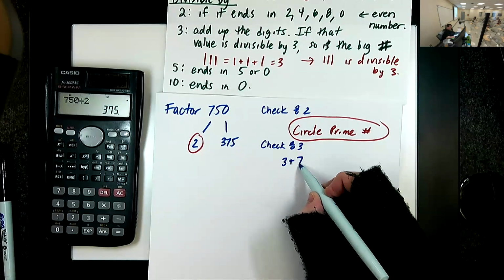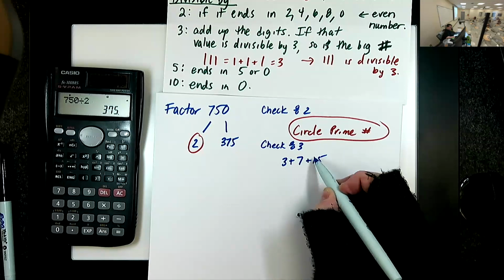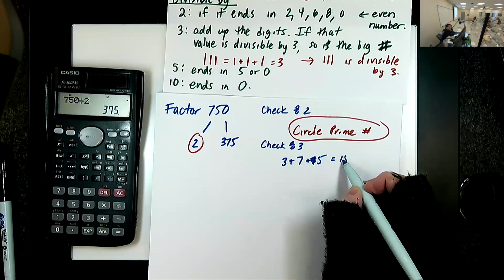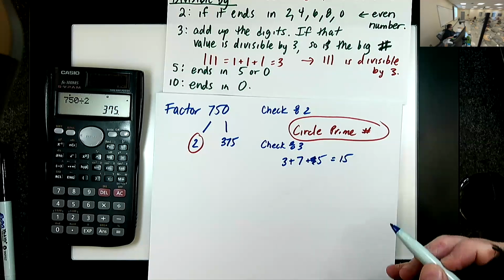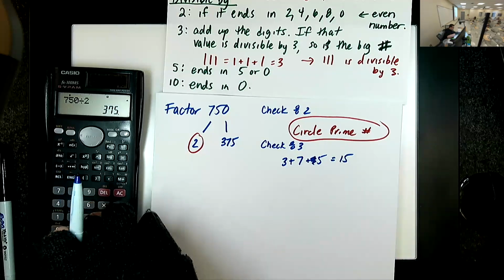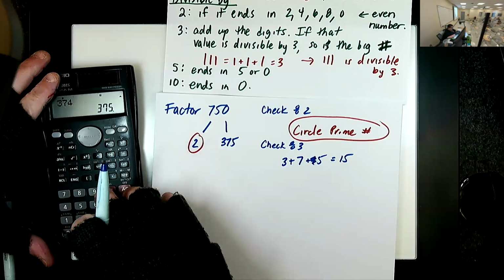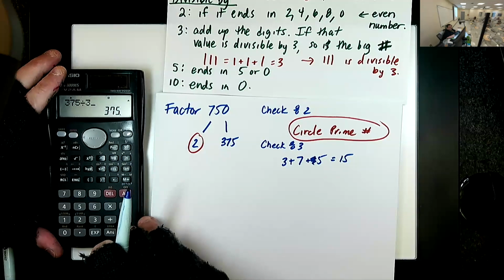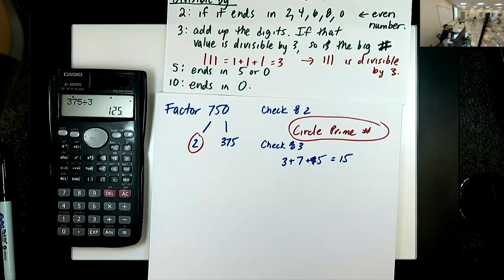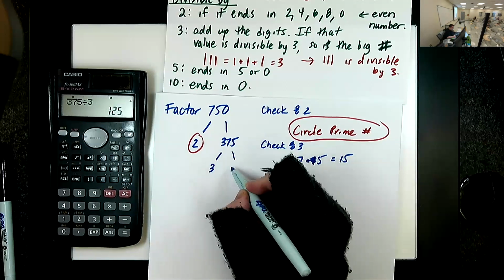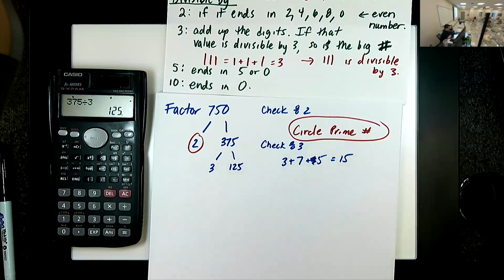3 plus 7 plus 5. 7 plus 3 is 10, 10 plus 5 is 15. 15 is divisible by 3, so 375 is divisible by 3. I'm just gonna come over here and divide. Divide by 3, and I see that 3 and 125 get me it. And 3 is a prime number. I'm going to circle it.